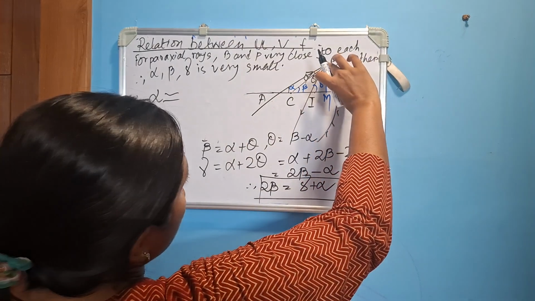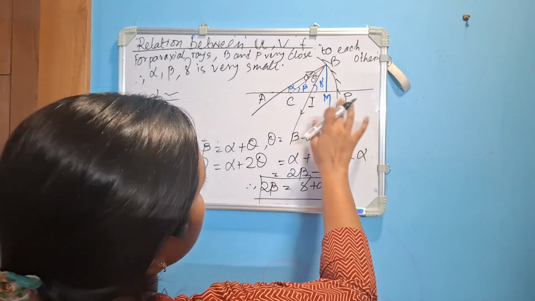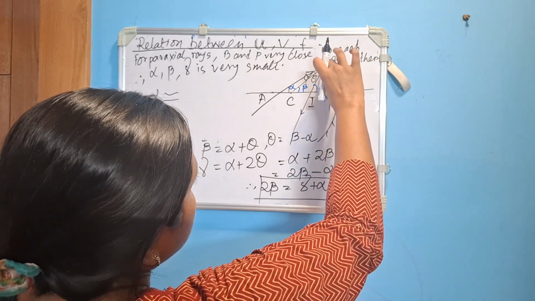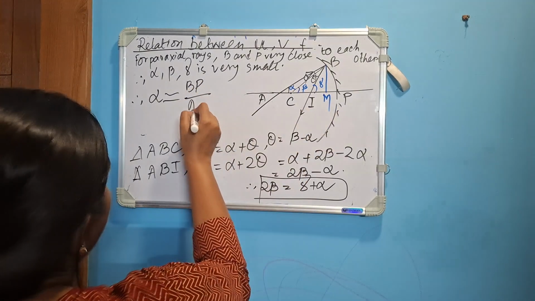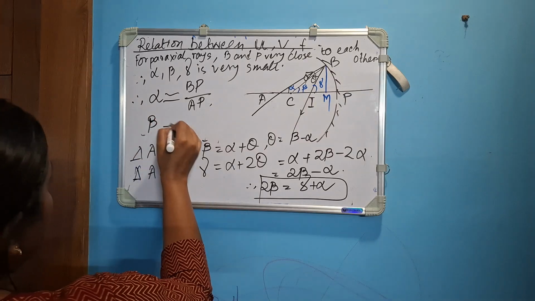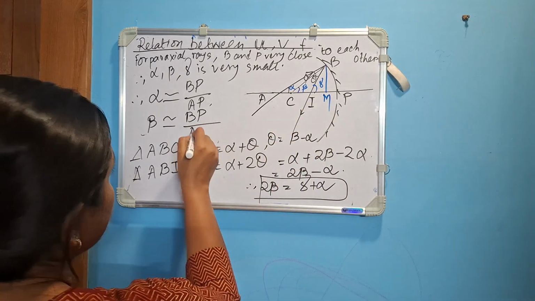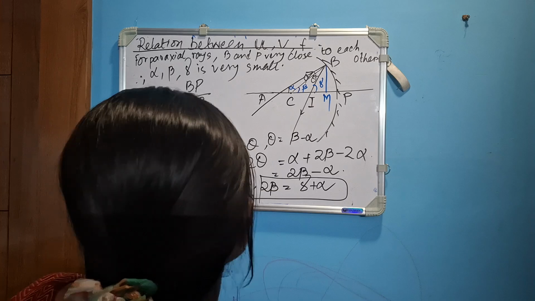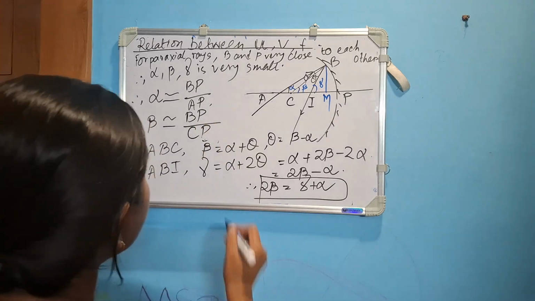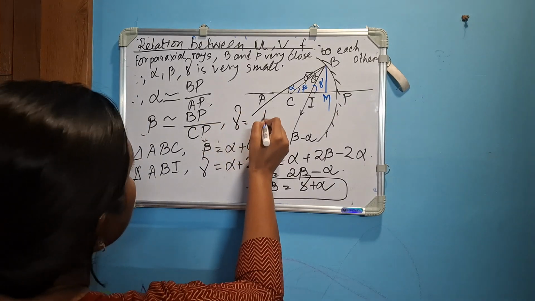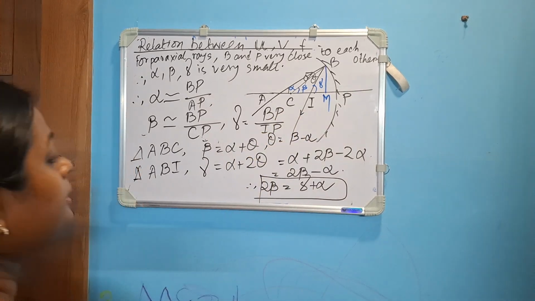Just see now, as we have chosen B and P very close, this M will be overlapping with this P, meaning we are not considering this BM, we will consider now BP. So alpha is BP by AP, and the next beta will be BP by CP. And the next one, gamma, will be equal to BP by IP.